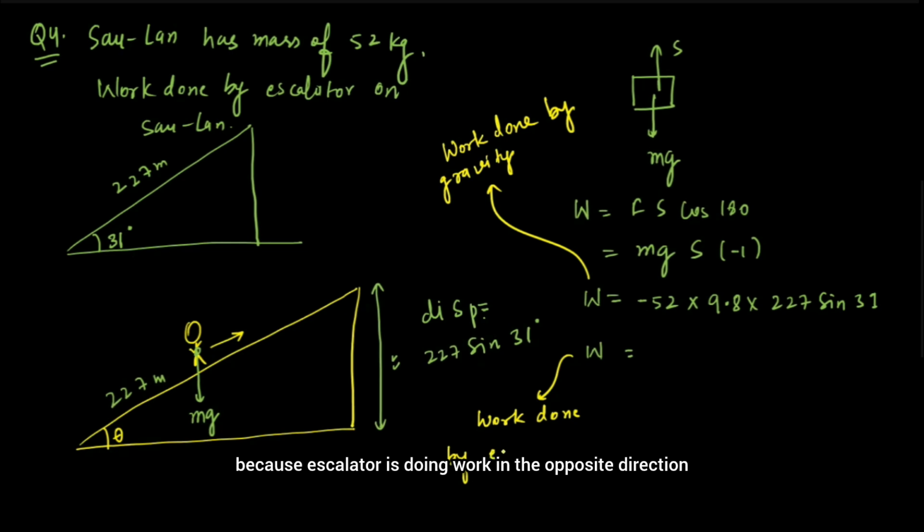Because escalator is doing work in the opposite direction as that of direction of motion of the escalator. Or you can say it is acting in the opposite direction of gravity, so work done by the escalator is going to be positive. So solve it and tell me what it is going to be.